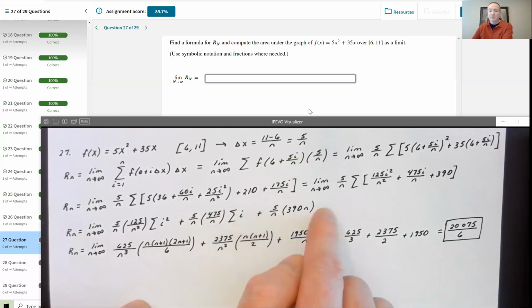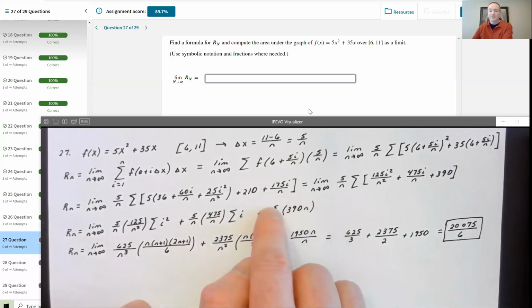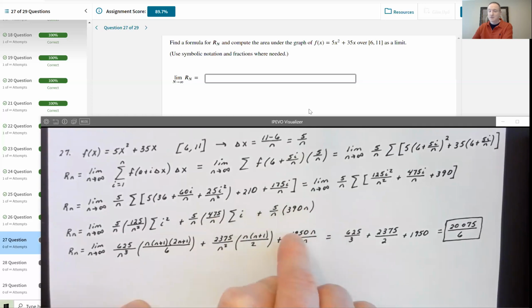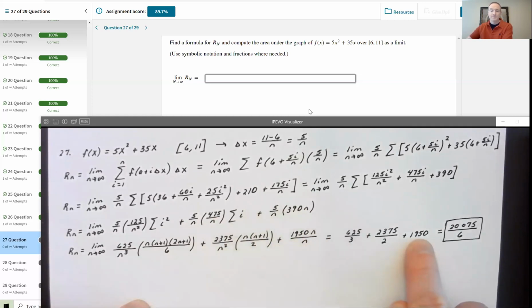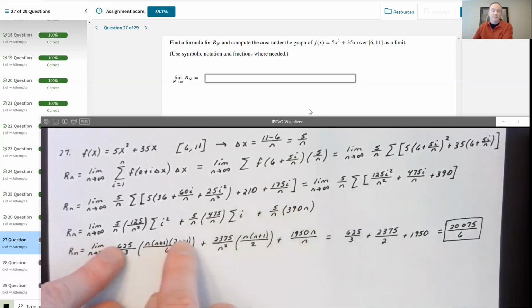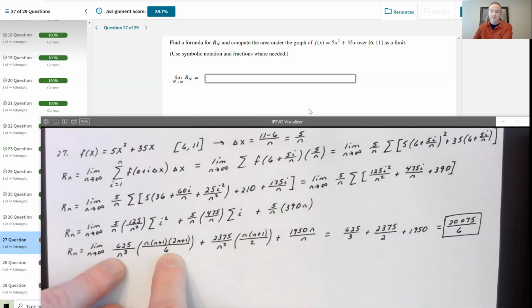And I know in the last one, I just have the n's cancel, and I'll have 5 times 390. It's just going to be 1950, and I'll cancel those n's in the next step. So my first term, I would have 625 times 2n cubed. That would give me 1250 n to the third over 6 n to the third. That reduced down to 625 over 3.